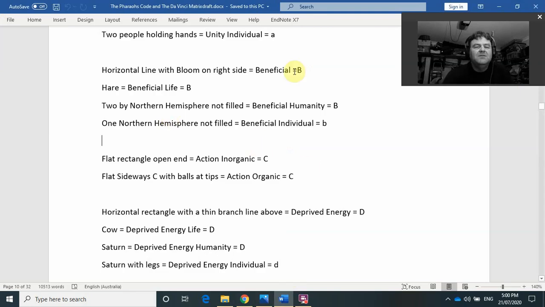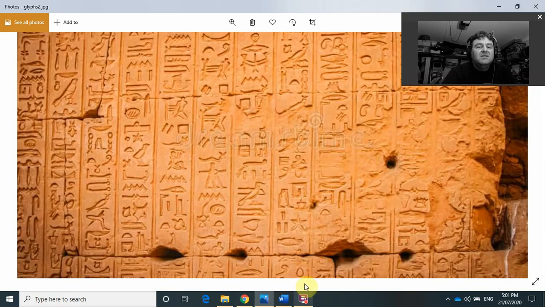Now we go across to the B and the C and the D. I could go well into why the shape we have now, the D with the stick and the semicircle there, and the B with the two semicircles there, and I'll do videos on that at a later time, but it's important to just get the concepts sorted out. So what I believe the overarching concept for beneficial means is the horizontal line with a bloom on the right hand side. And I'll show you quickly what I mean when I say that.